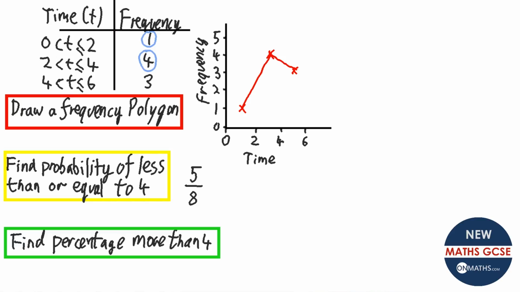And it's absolutely fine to leave it as a fraction, unless it asks you for it as a decimal or percentage. Then it says find the percentage of more than 4. So looking at that, more than 4 is that one there. So it's going to be that 3 over the total, which is 8. And to find percentages, we just times by 100. So using the calculator, 3 divided by 8 times 100 is going to be 37.5%.